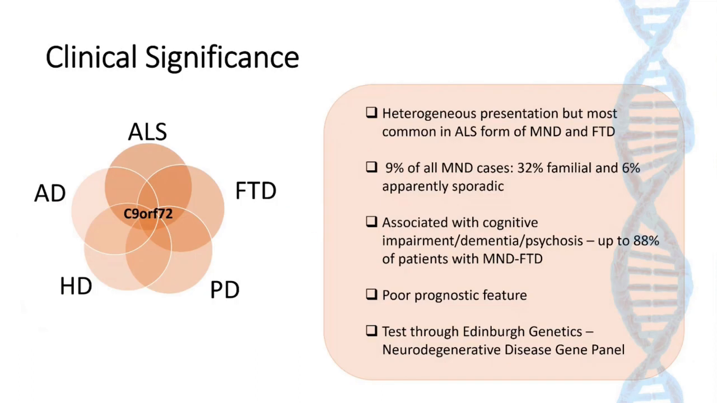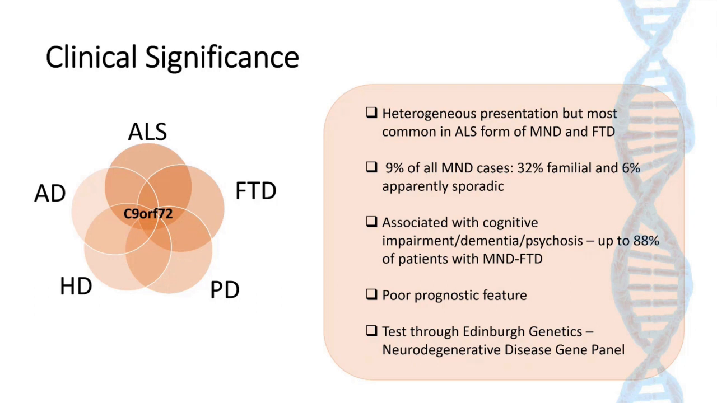So the clinical significance of this is that it is found in quite a few neurodegenerative diseases, most commonly in motor neuron disease, the ALS type, but also in frontotemporal dementia. But it also can be seen manifesting as Parkinsonism, Alzheimer's disease, and also a phenotype that looks like Huntington's disease, and we call that a Huntington's phenocopy. So it's not the Huntington's mutation, but it's something that looks like Huntington's caused by C9orf.